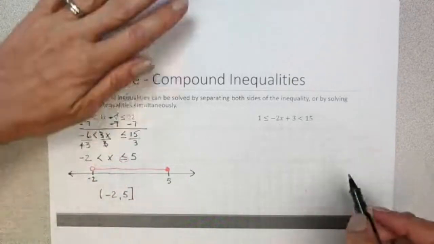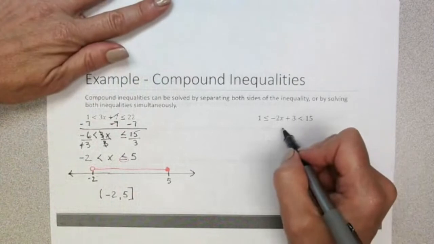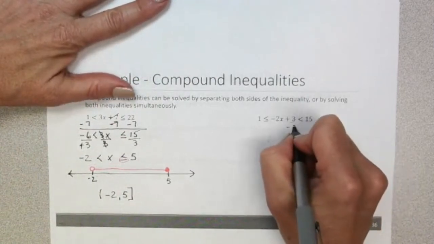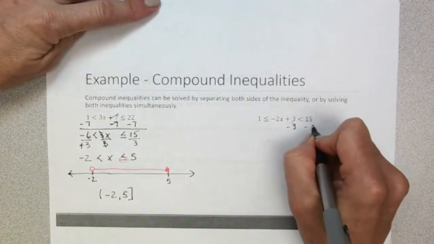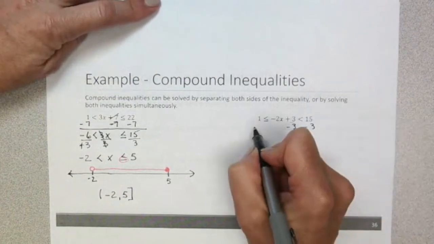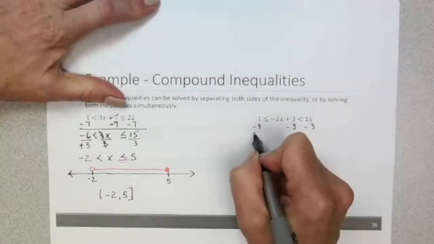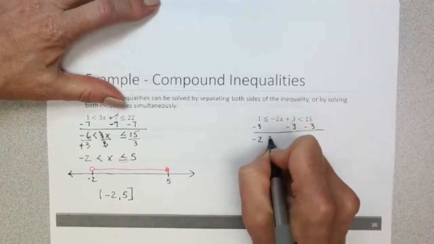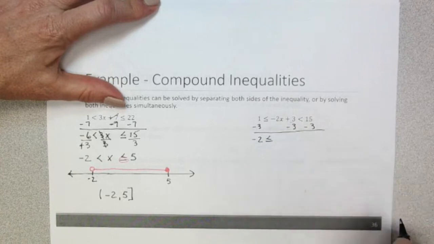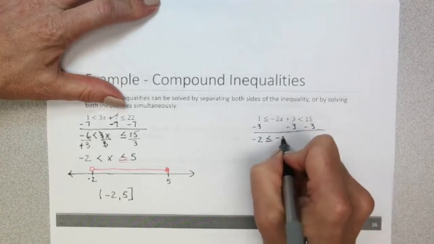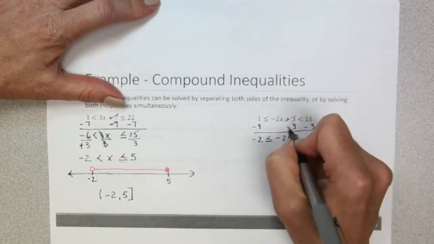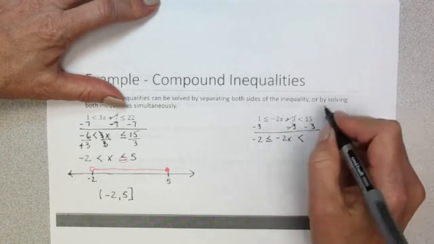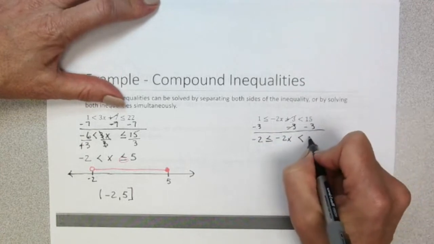Okay, let's do one more. Let's do this one together. Well, we want to get the x in the middle by itself, so we need to get that 3 out of there. Let's subtract a 3 from all segments of this inequality. 1 minus 3 is -2. Bring down that less than or equal to. Bring down that -2x. These 3's add out. And bring down the less than sign. And then 15 minus 3 is 12.